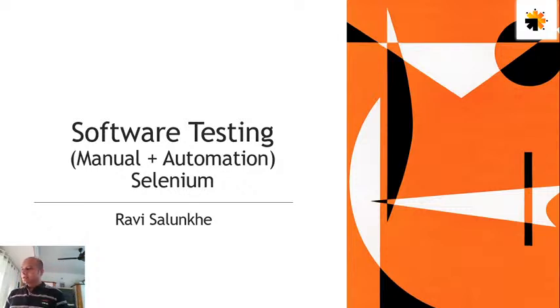Before we get started, I just wanted to set the context. This is an informatory, introductory session on software testing. We have two types of software testing techniques, called manual and automation, and the tool of choice is Selenium. My name is Ravi Saranke. Welcome to the session.